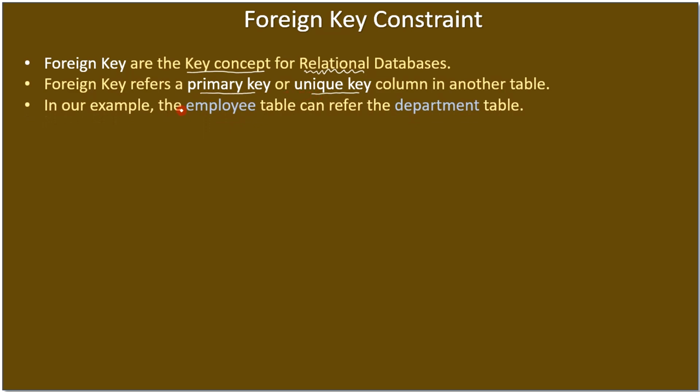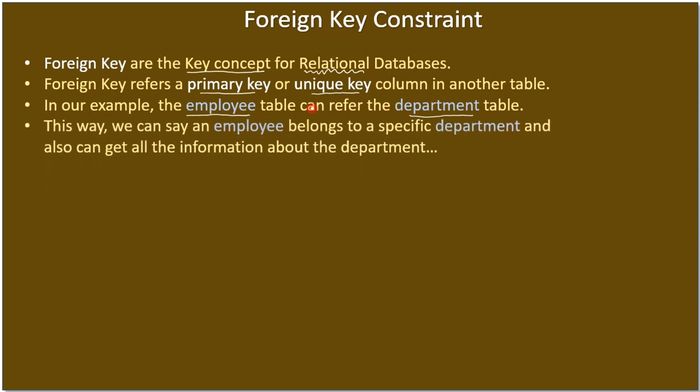For example, the employee table can refer to the department table. That means here we are setting the relation that an employee works for a specific department, but the tables are different. The employee table will show all the employees, the department table will show all the departments, but when you set the relation, you can state that a specific employee works in a specific department. This way we can say an employee belongs to a specific department and also get all the information about the department.